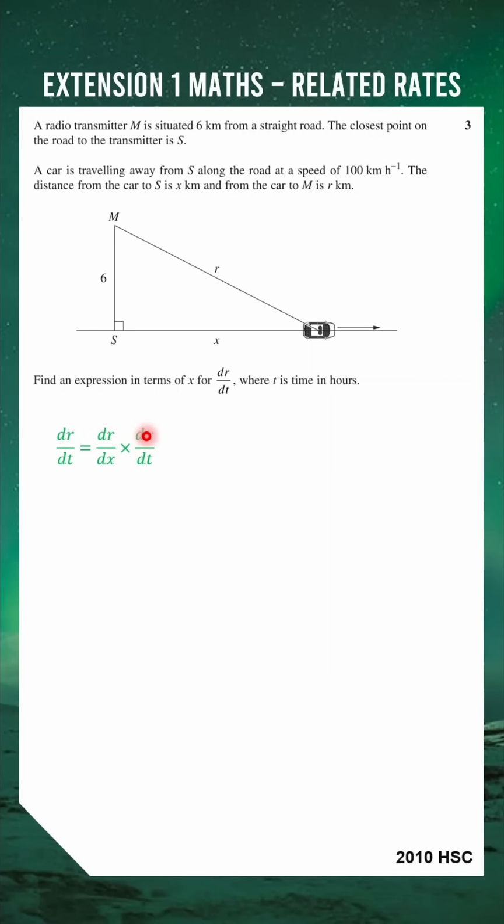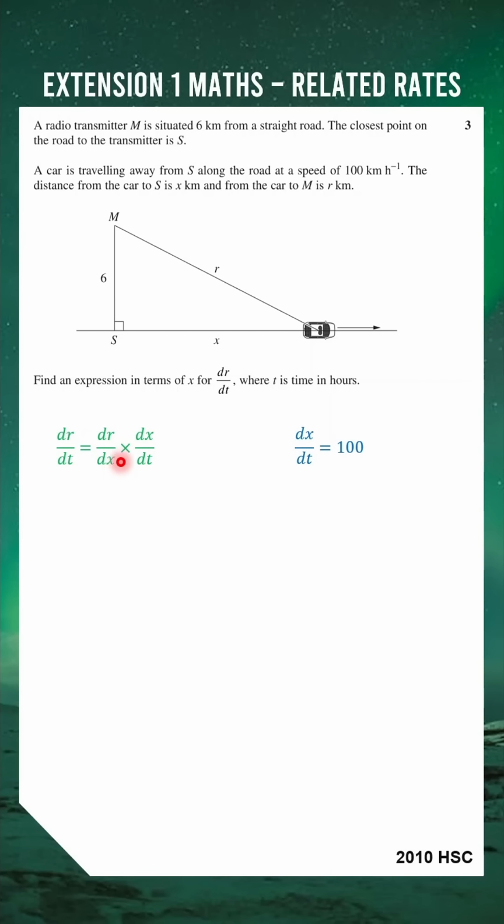Now, dx on dt is the rate of change of this length here, x, and that, in the question, relates to the speed of the car. So the rate of change of this distance here is how fast this car is moving, which the question says is 100 kilometers per hour. So we can say dx on dt is 100.